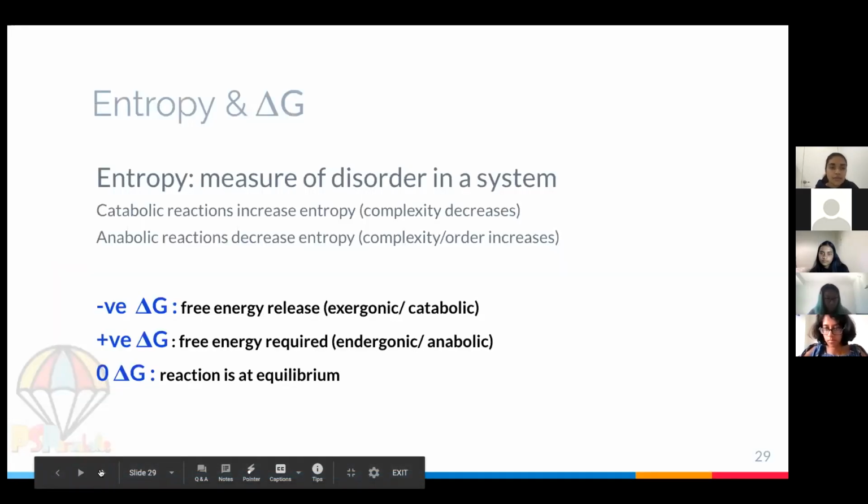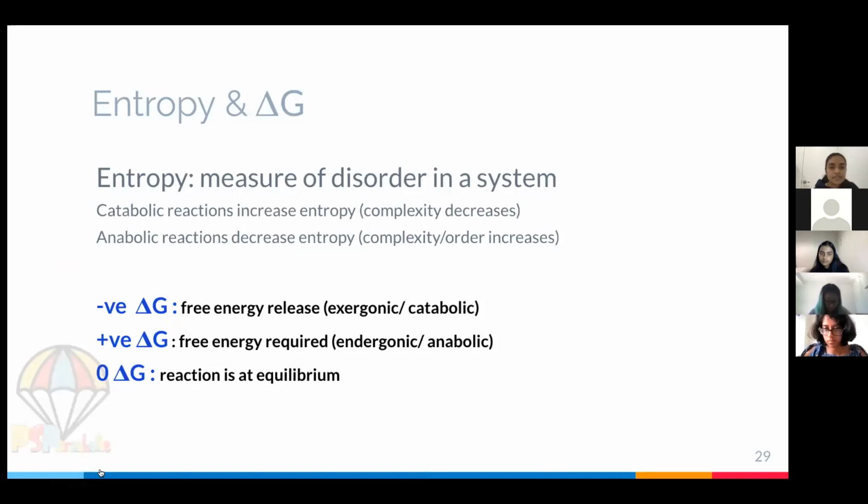Yep, so entropy. This might be a bit confusing to understand. I found it a bit confusing, but it's basically a measure of disorder in a system. Catabolic reactions have increasing, higher entropy, because the complexity decreases. And anabolic reactions have decreased entropy because the complexity increases.